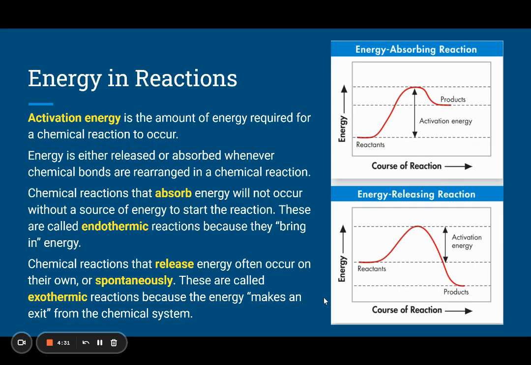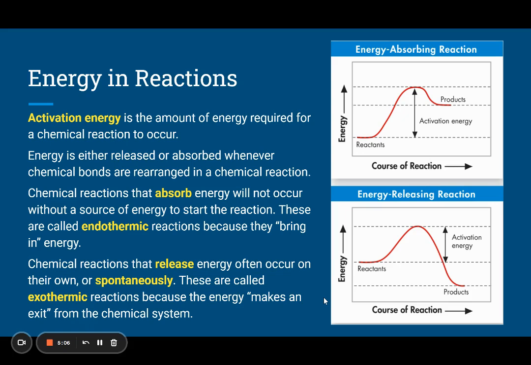In this slide, we're going to tie energy into reactions. So one of our vocabulary words from this chapter is activation energy, which you should have written down is the amount of energy required in order for a chemical reaction to occur. We have elements and compounds around us all the time, but unless the right energy is available, they're not going to react together. So energy can do one of two things. It can either be released or absorbed.